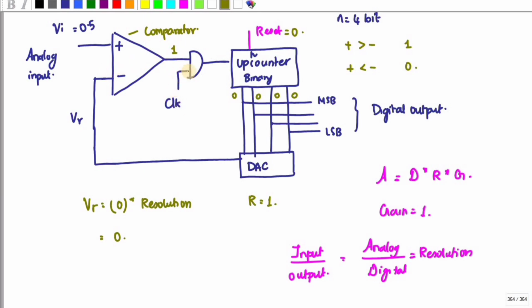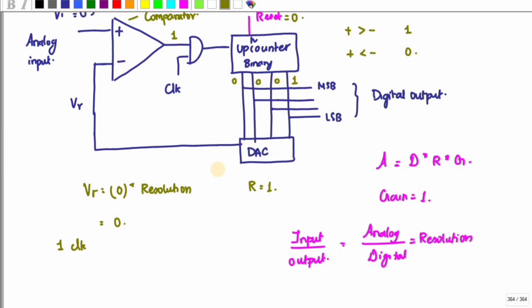Now I have applied the clock, so it will start to count. I have applied one clock pulse. During the one clock pulse, the binary output goes to 0001.